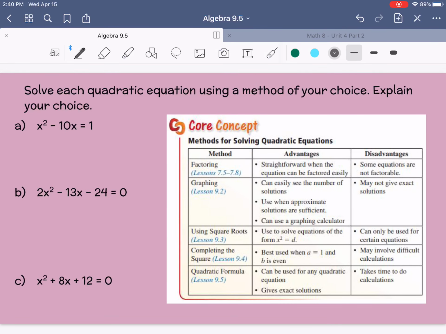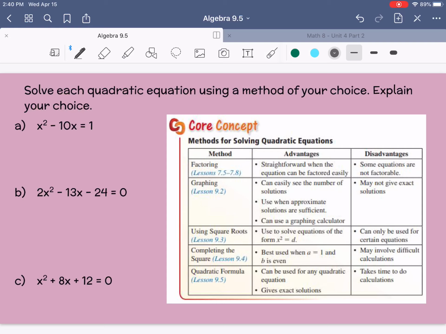Okay, so let's take a look at the chart. So the 5 methods. Factoring, man, that seems like forever ago, right? Section in chapter 7. It's straightforward when the equation can be factored easily. Like if you can look at the equation and go, oh yeah, totally, I can factor that. That's going to be done in lickety-split. You're not going to have to think about it. Disadvantages, some equations are not factorable.